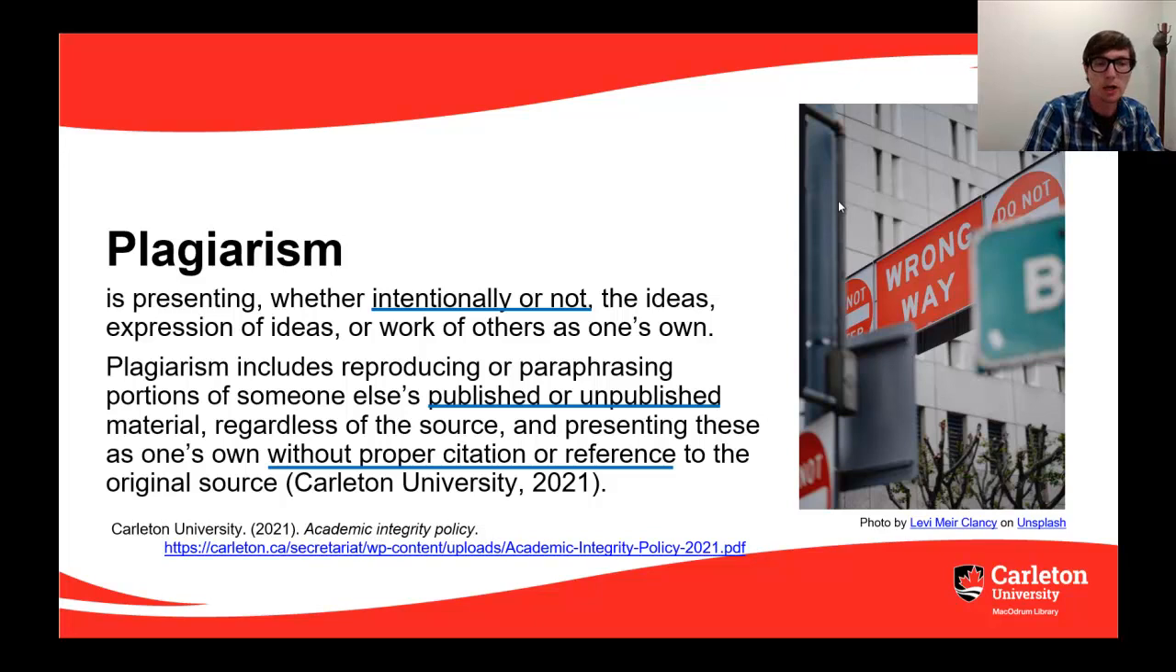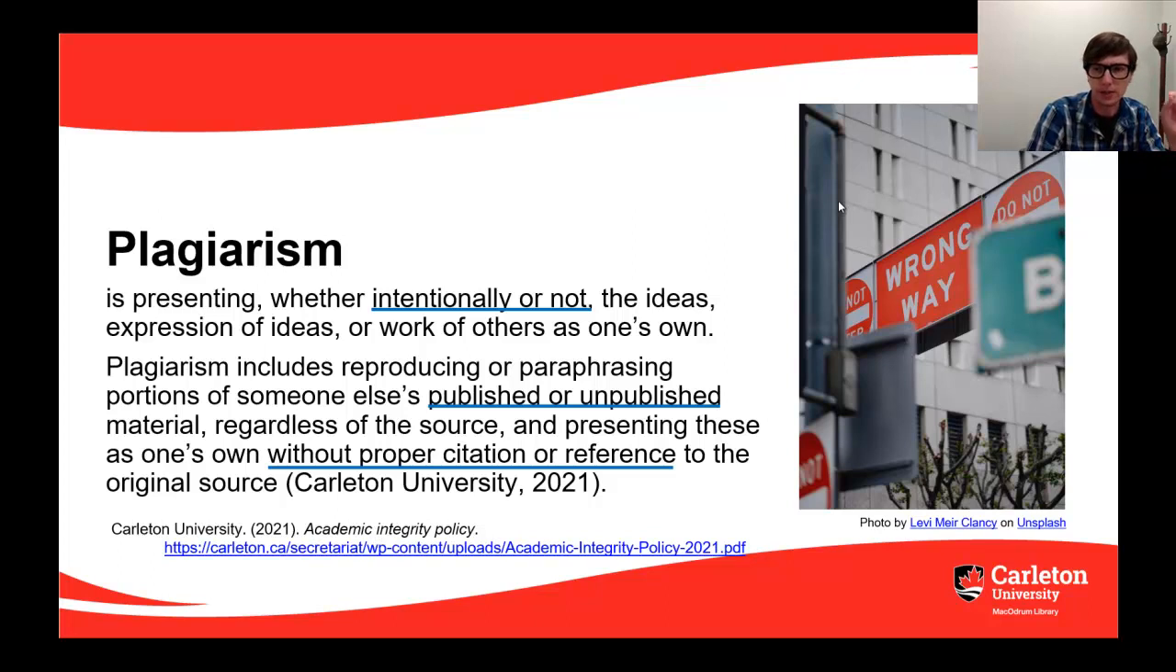So before we move on, I really just want to reiterate what plagiarism is. Plagiarism is presenting, whether intentionally or not, the ideas, expression of ideas or works of others as one's own. Plagiarism includes reproducing or paraphrasing portions of someone else's published or unpublished, remember, it can be published or unpublished material, regardless of the source, and presenting these as one's own without proper citation or reference to the original source. Again, taken right out of the academic integrity policy at Carleton University.